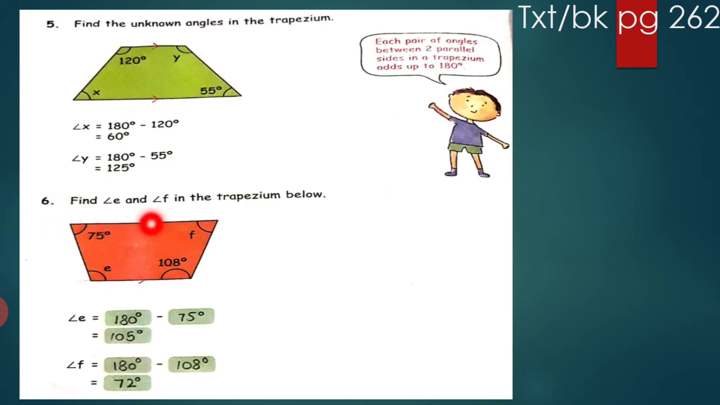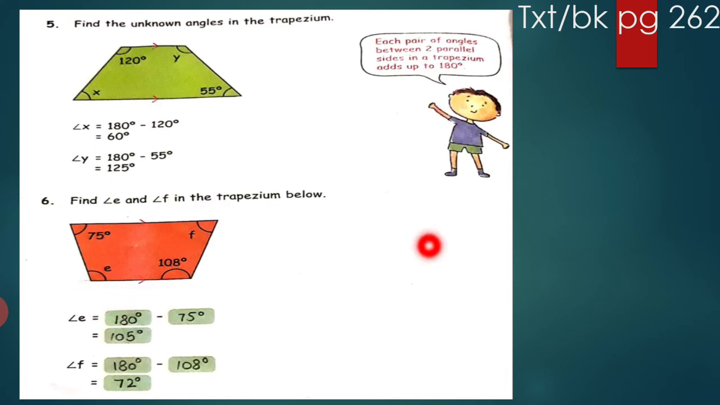Here is example number 6, students. Find angle E and angle F in the trapezium. In order to find angle E, students, 75 degrees angle, as these both are the angles inside the parallel sides. These two are the parallel sides. So in order to find angle E, students, subtract 75 degrees from 180 degrees. You will come to know that angle E is equal to 105 degrees.